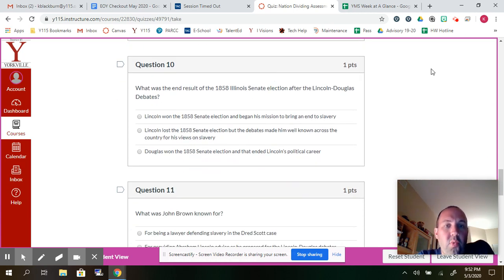Question 10. What was the end result of the 1858 Illinois Senate election after the Lincoln-Douglas debates? Lincoln won the 1858 Senate election and began his mission to bring an end to slavery. Lincoln lost the 1858 Senate election, but the debates made him well known across the country for his views on slavery. Douglas won the 1858 Senate election, and that ended Lincoln's political career.